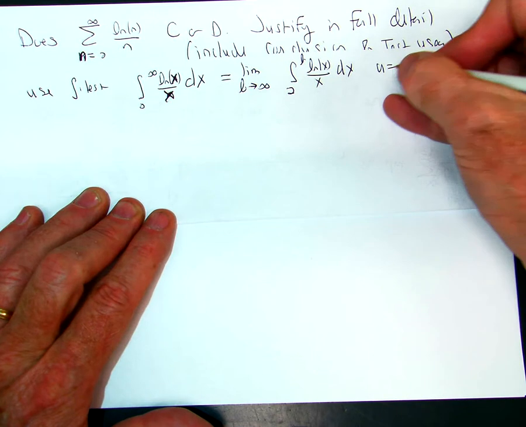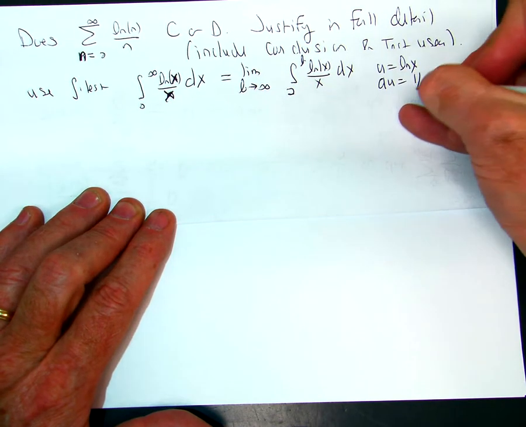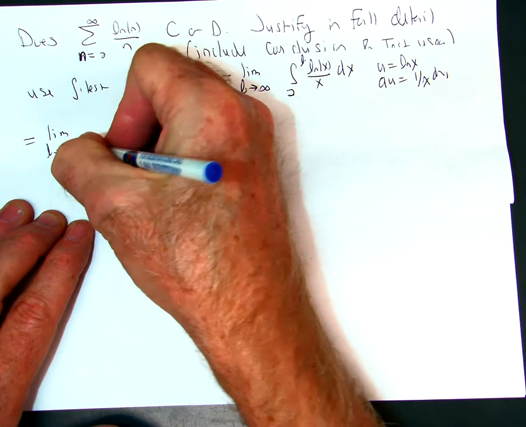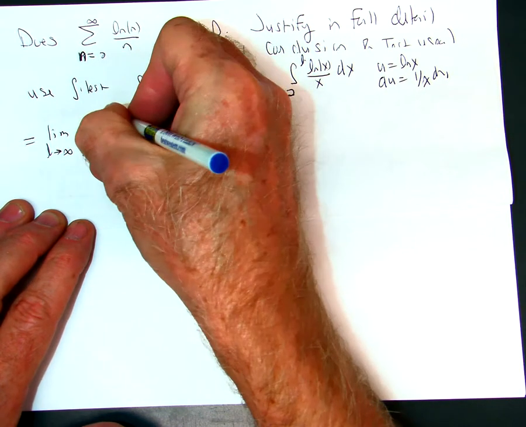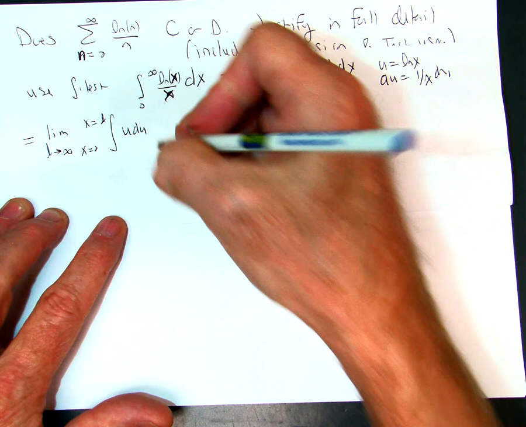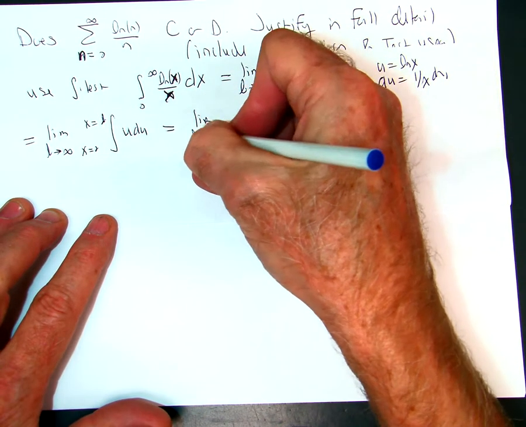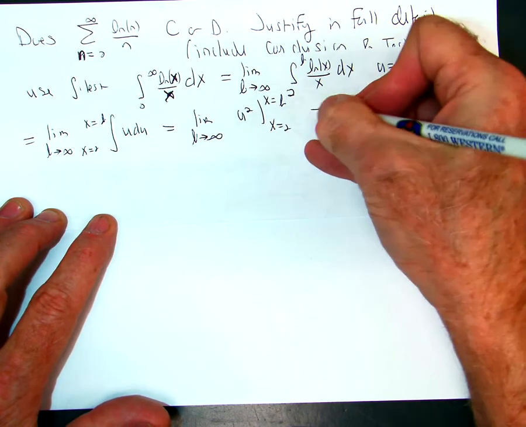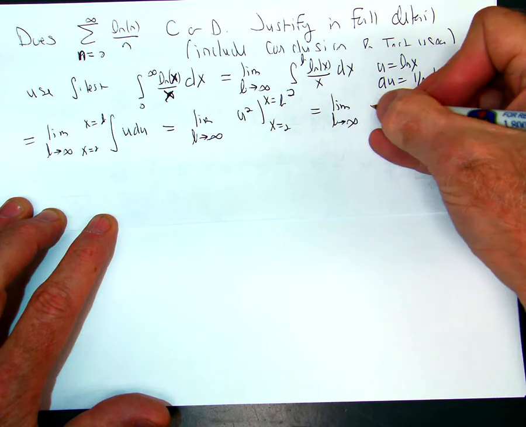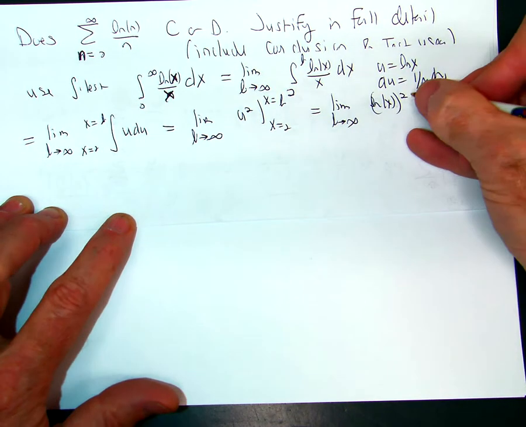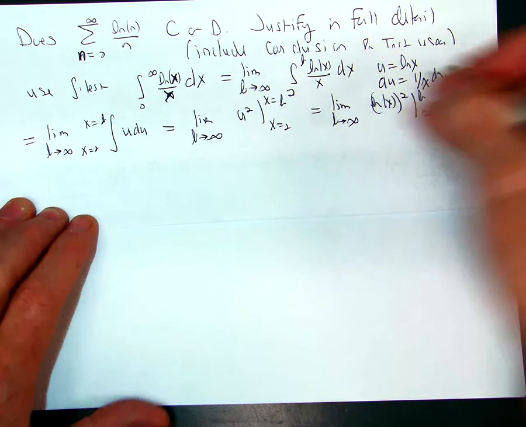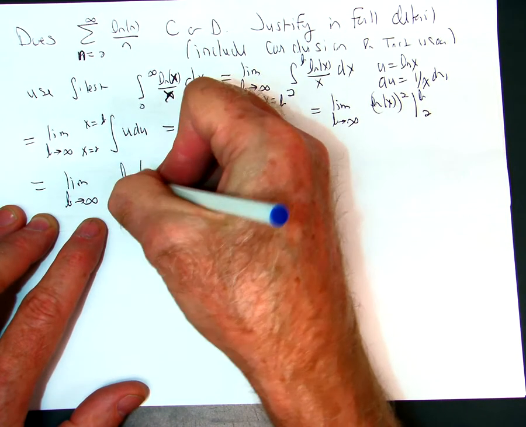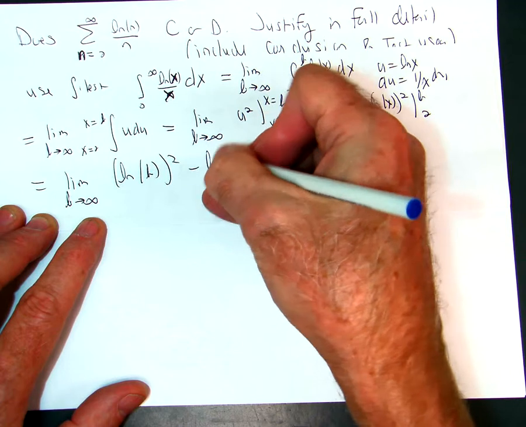I use this u substitution. du is 1 over x dx. So this becomes the limit as b goes to infinity, but I'm still keeping with x's, of u du, which is going to become the limit as b goes to infinity of u squared over 2. Switch back to x. This is a lot of work, sorry. That's equal to the limit as b goes to infinity of log b squared minus log 2 squared.